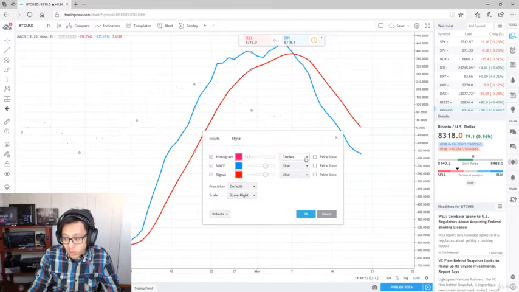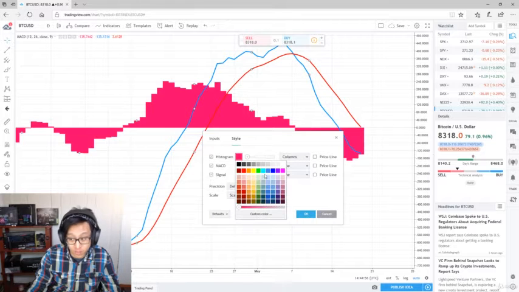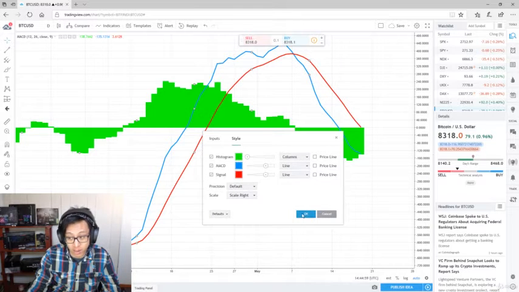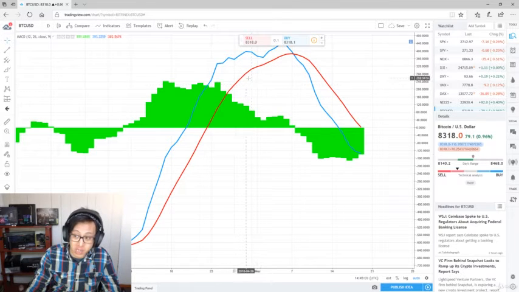You do not want circles. You want columns to make it very visible. Green is a visible color on black, as you guys saw. So this is how mine looks, okay? I just want to show you guys how I set it up very quickly.